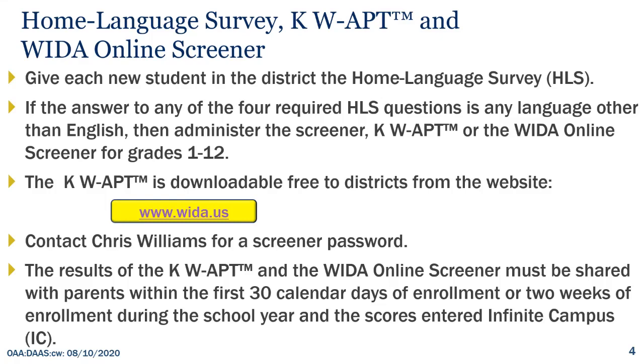Now, once you have given the screener, people say, well, Chris, how long do we have to do the home language survey, to give the screener, and then also meet with the parents, have a program services plan, and put that testing information that you got from the screener into Infinite Campus? You have to do that within the first 30 calendar days of enrollment, or 2 weeks of enrollment during the school year.